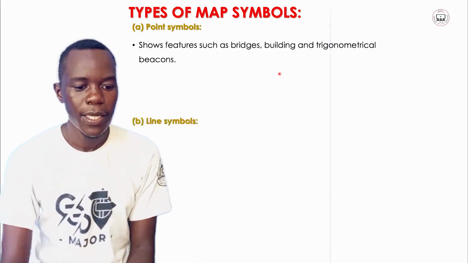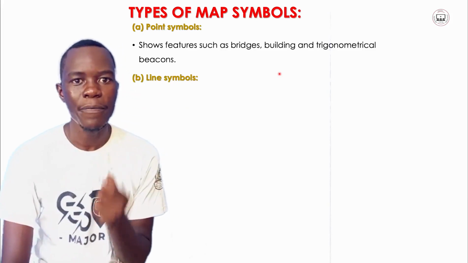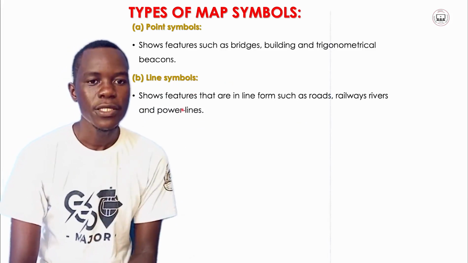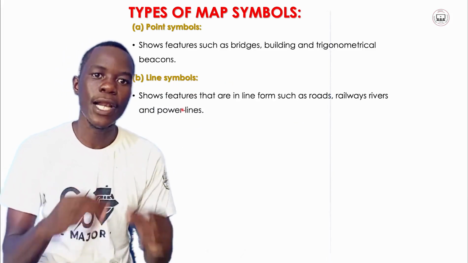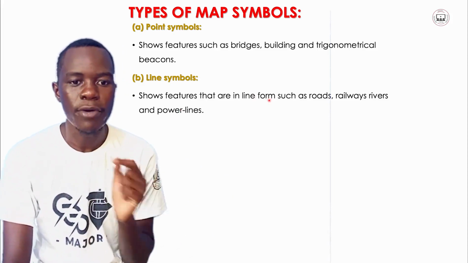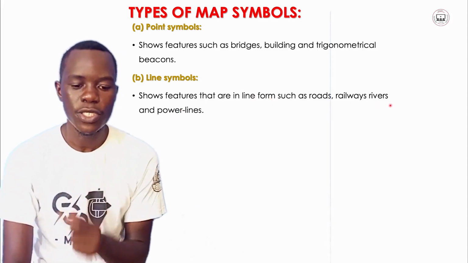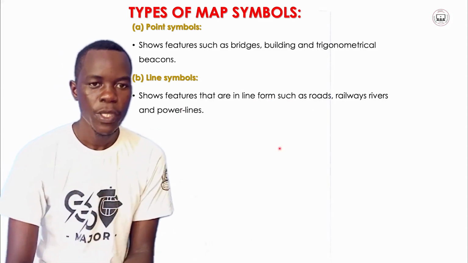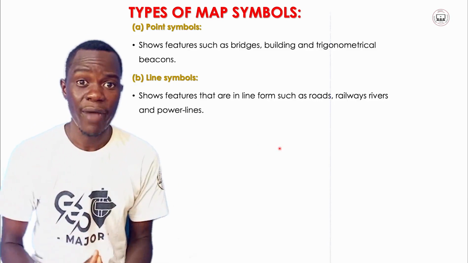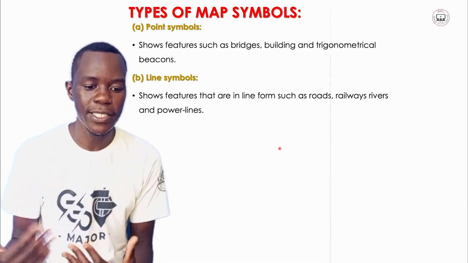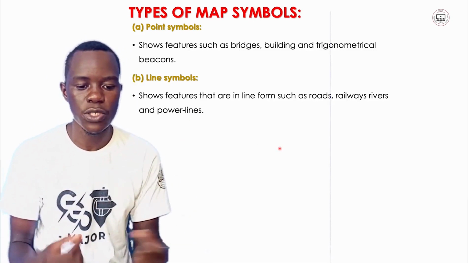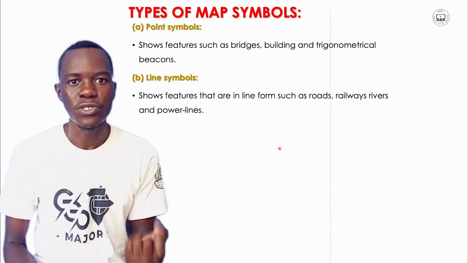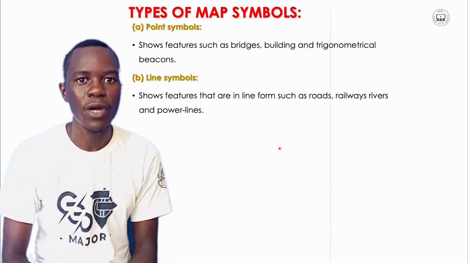Now, the other type of map symbol is line symbols. Line symbols show features that are in the form of a line, such as roads, railways, rivers, as well as power lines. So on your topographic map, in order to indicate features such as roads, railways, as well as rivers, you use a line form to present these features.